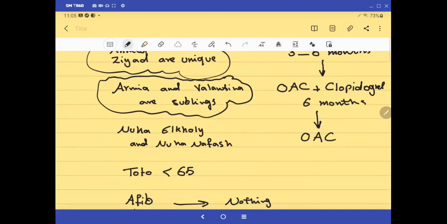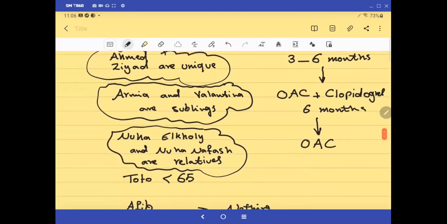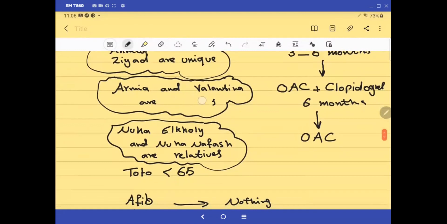Are relatives. Okay, I'm sorry, Shams. Armia and Valentina are siblings, S-I-B, like brother and sister, or are twins, you can say twins. I'm sorry, can you remove it and put twins to make it easier?